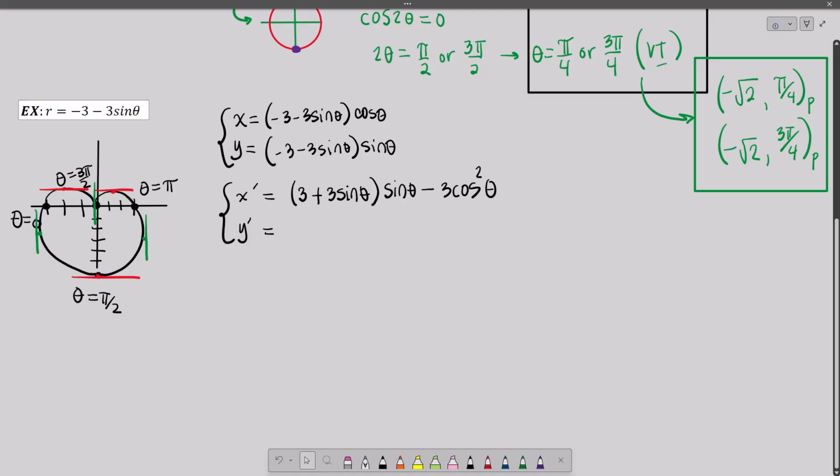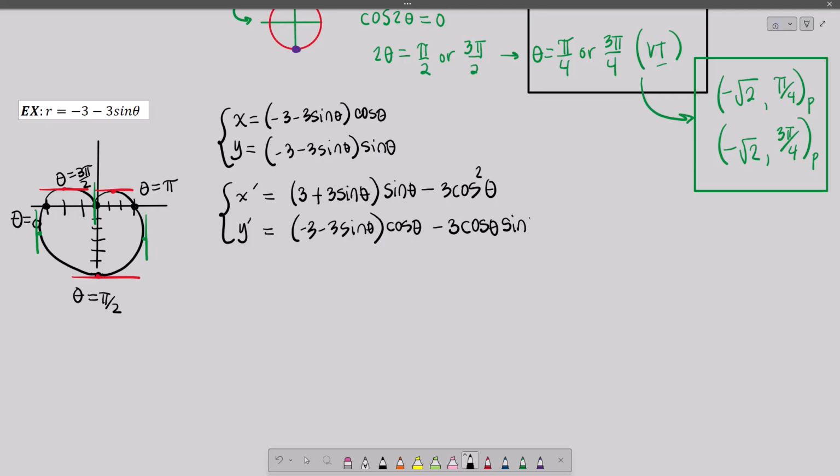Second one, we have first, derivative of second. The derivative of second is cosine. Plus the derivative of first times second. The derivative of first again, we just did it up there, negative 3 cosine theta, but then we multiply by sine. Well, there's our product rule.